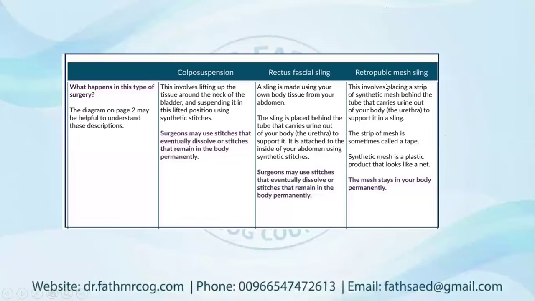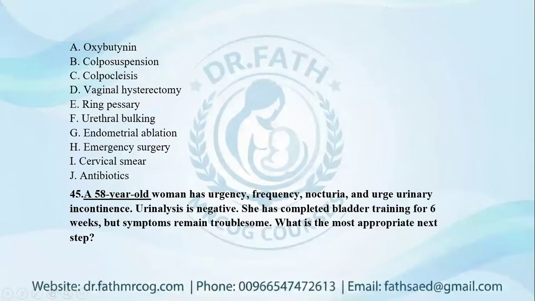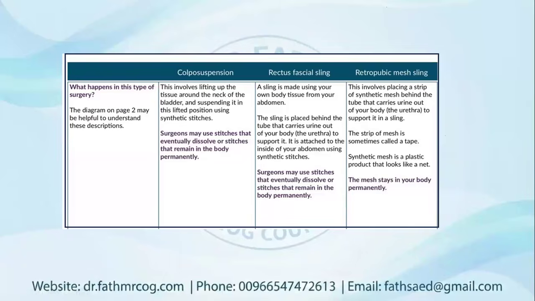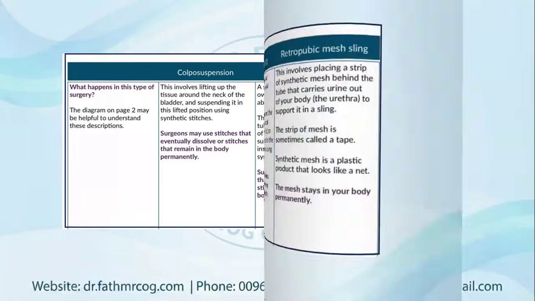And we have the retropubic mesh sling. I tell you, the sling and all this complication, the mesh complications, they don't like that. Yes, doctor, firstly colpo suspension rather than fascial rectus. In the guidelines, they tell you this or this, but if you come in the exam, do colpo suspension, it will be the correct one.